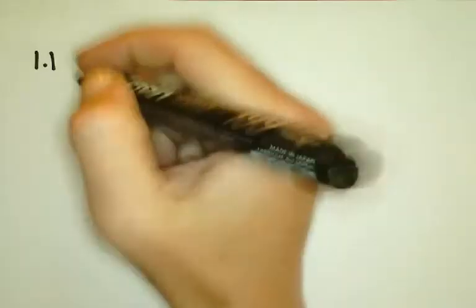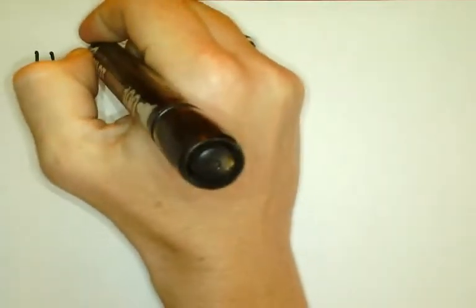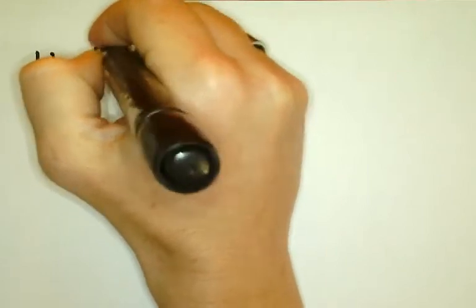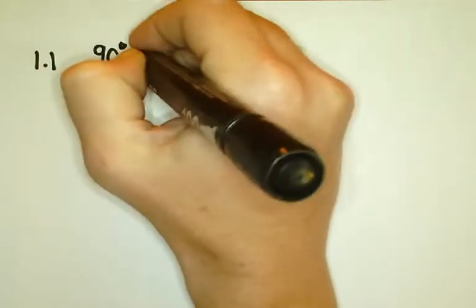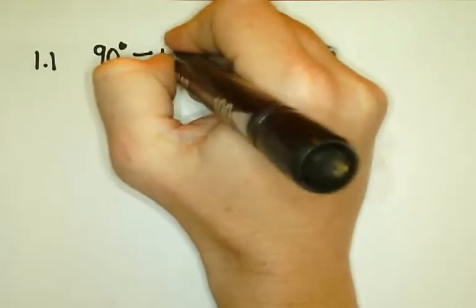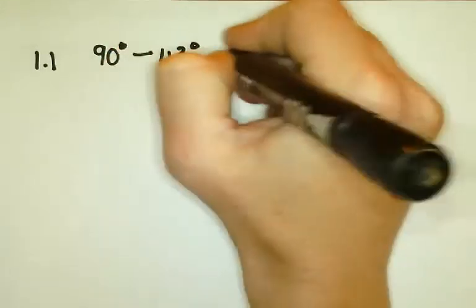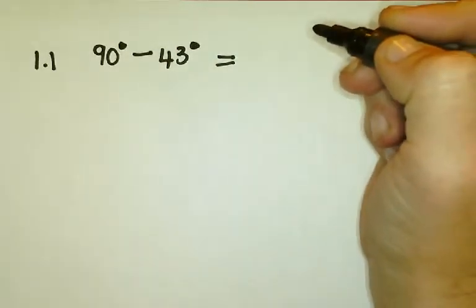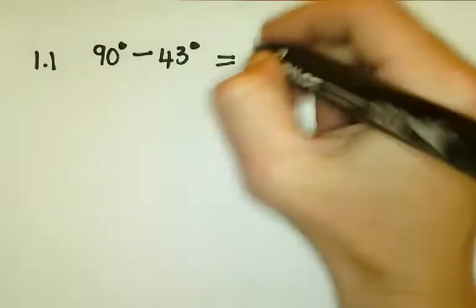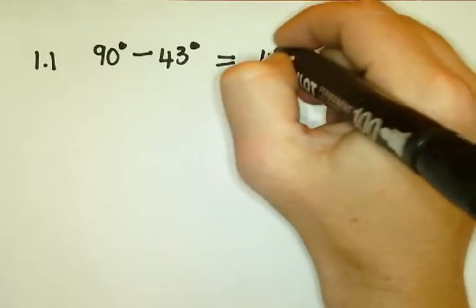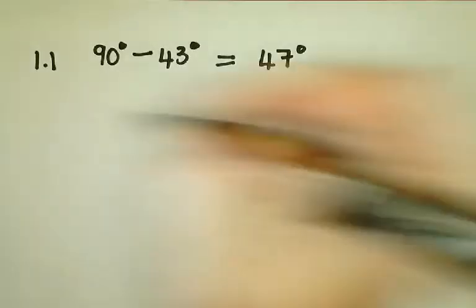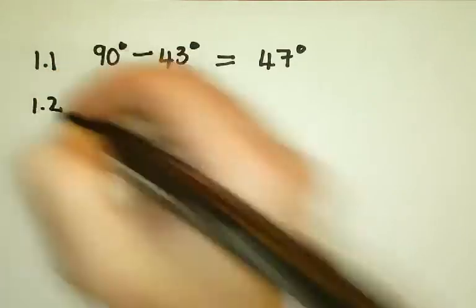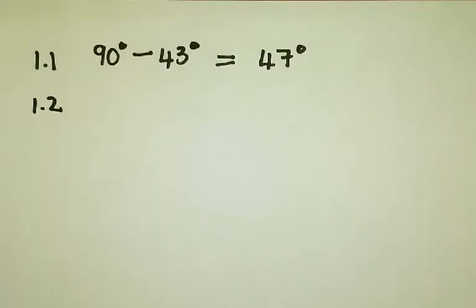Okay, so for 1.1 we need to find the complement of 43. Complement means that two angles together give me 90 degrees. So if I need to find the complement of an angle, then I say 90 minus that angle, and this is 47 degrees.